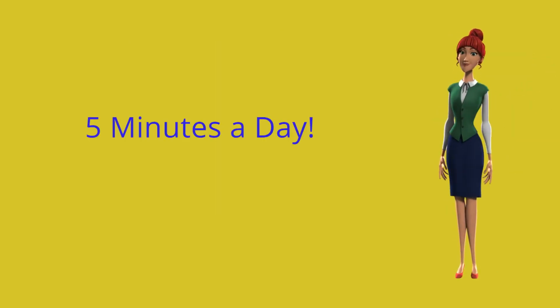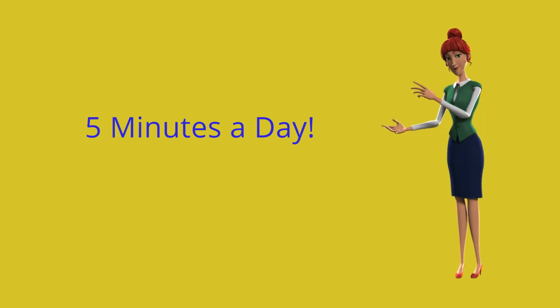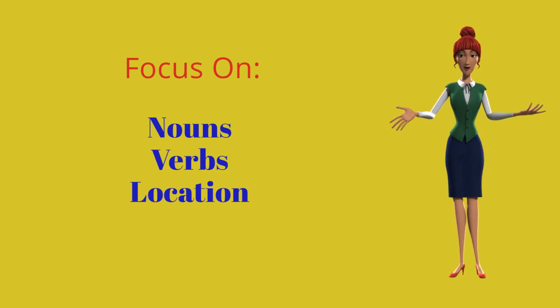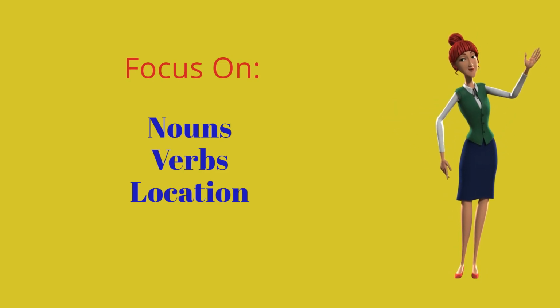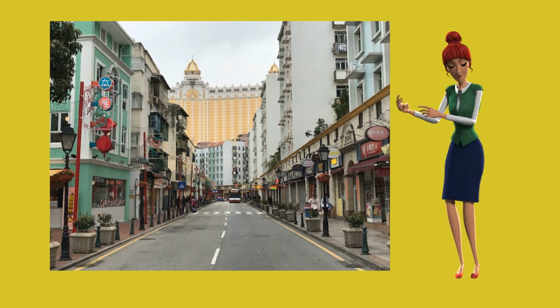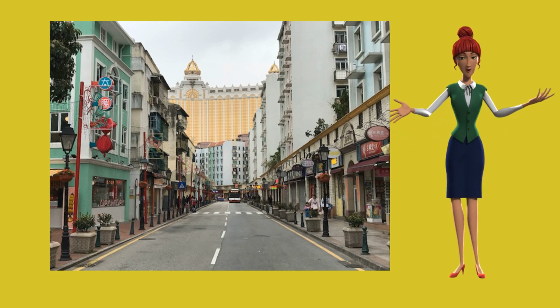Take 5 minutes every day and look at 1 or 2 pictures on Instagram. Do 3 things. 1. Make sure that you know all the nouns. In this picture, we can see a bus, a street, a crosswalk, street lamps and so on. Make a list of every noun that you see.